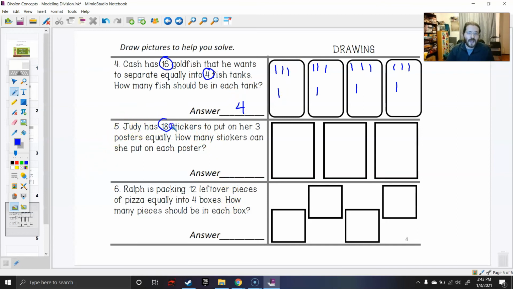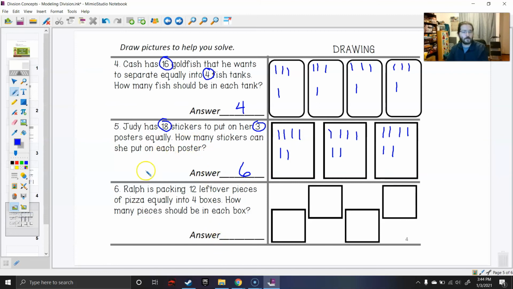Jody has 18 stickers to put in her 3 posters equally. How many stickers can she put on each poster? 1, 2, 3, up to 18. So how many stickers do we have on each? 1, 2, 3, 4, 5, 6.